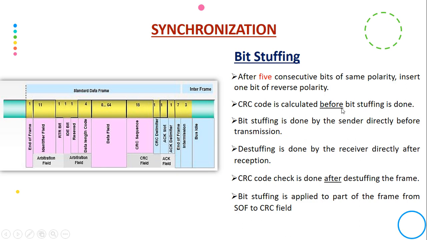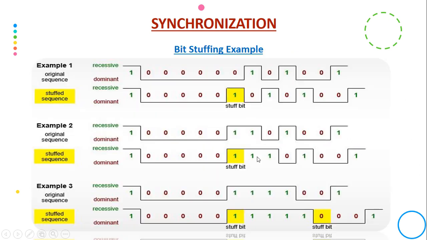The CRC code is calculated before bit stuffing is done. So before bit stuffing, we calculate the CRC code. Bit stuffing is done by the sender directly before transmitting. Destuffing is done by the receiver directly after reception. So the CRC code check is done after destuffing of the frame. Bit stuffing is applied to the part of the frame from the start of the frame to the CRC field.